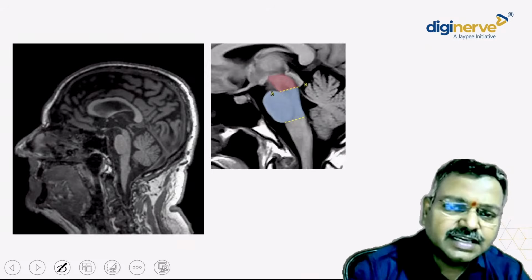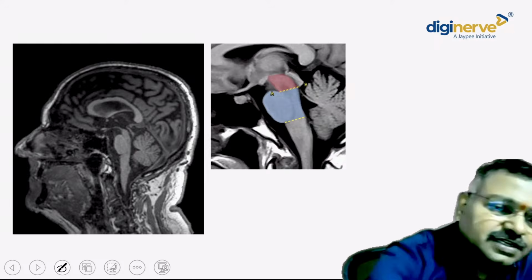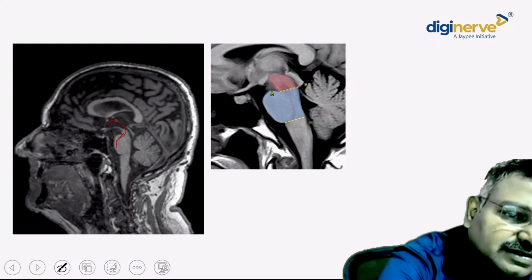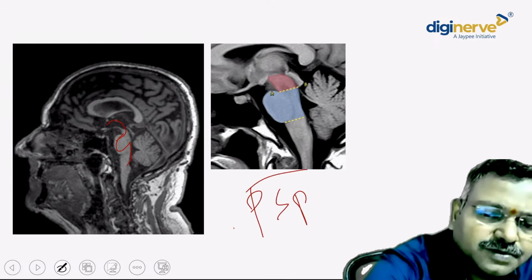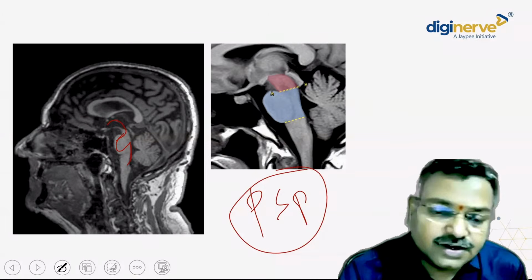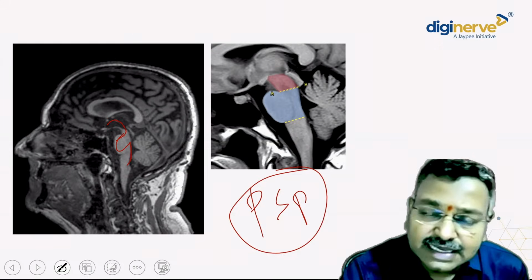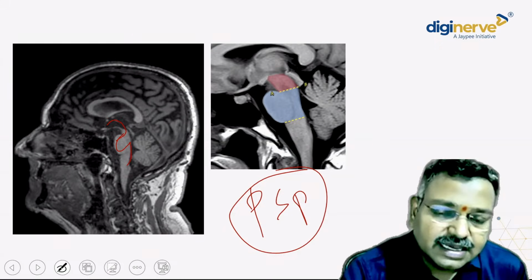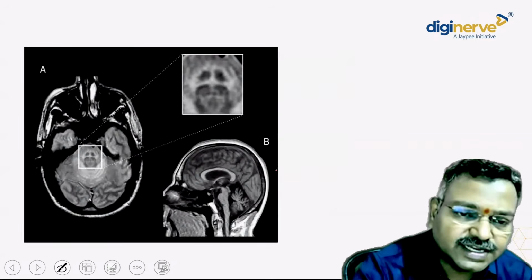Very characteristic appearance that you're seeing on a sagittal section. You can see what we call the hummingbird sign. So hummingbird sign, you can see the midbrain here. This is the hummingbird sign, classical of a disease called progressive supranuclear palsy, or what was earlier called Steele-Richardson-Olszewski syndrome. Patient has gaze palsies, they have recurrent falls, and it is one of the Parkinson's plus. So this is a very characteristic image that you can get.